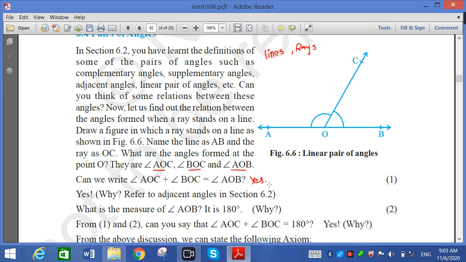Because it is related to the adjacent angle. Already we know that adjacent angles have common arms. But the non-common arms are in opposite directions. A non-common arm, that is A and here, it is a non-common arm. So they are in opposite directions. Then we can say linear pair.